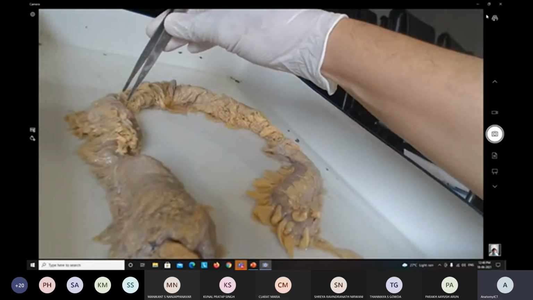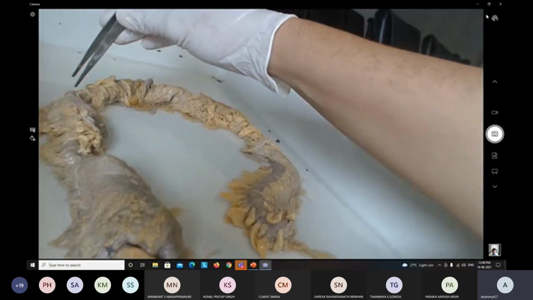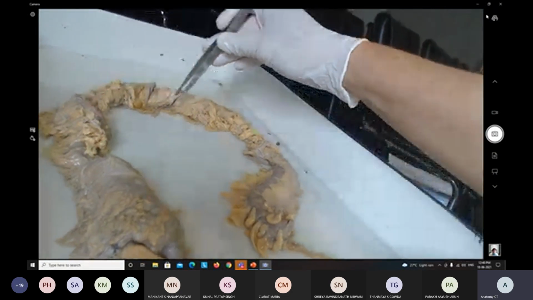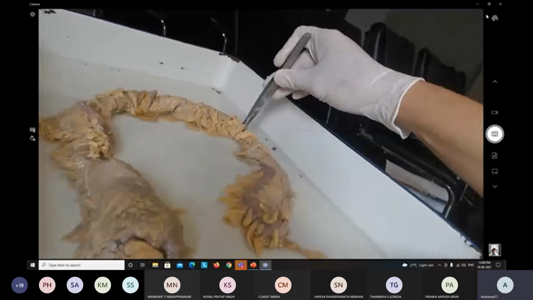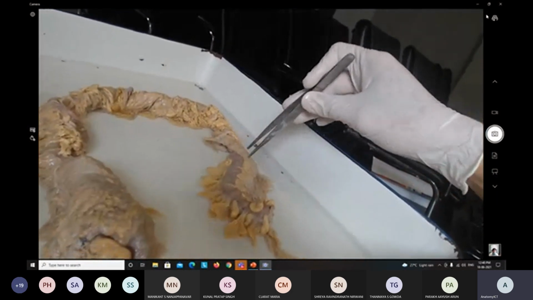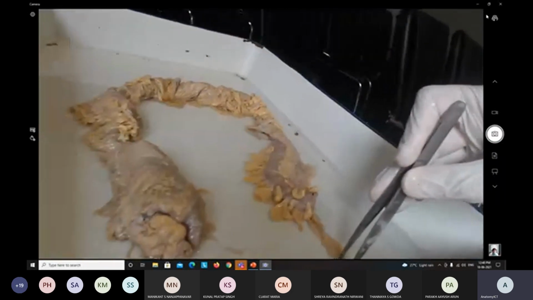This is the ascending colon. This one is the right colic flexure, which is related to the liver. This is the transverse colon, the longest. Then this is the splenic flexure. Then the descending colon. This is the S-shaped sigmoid, then it continues as the rectum and the anal canal.